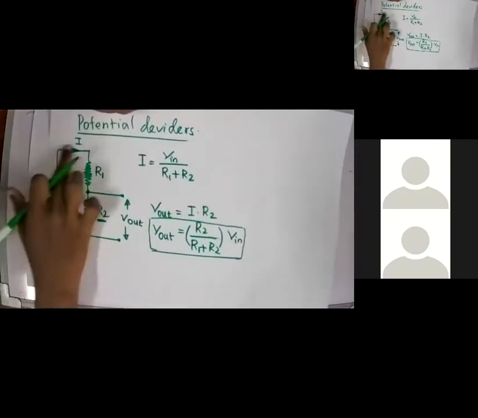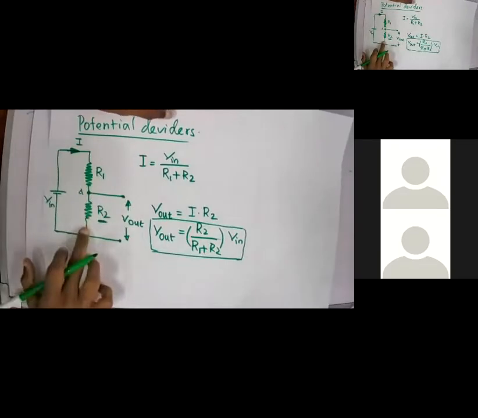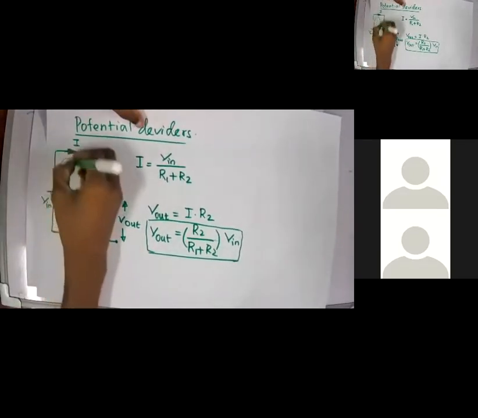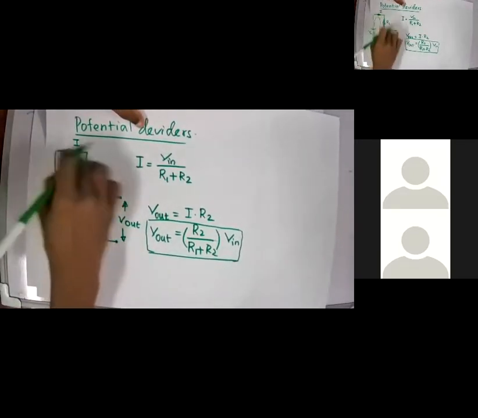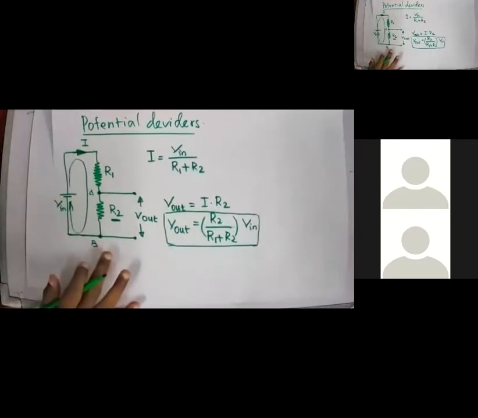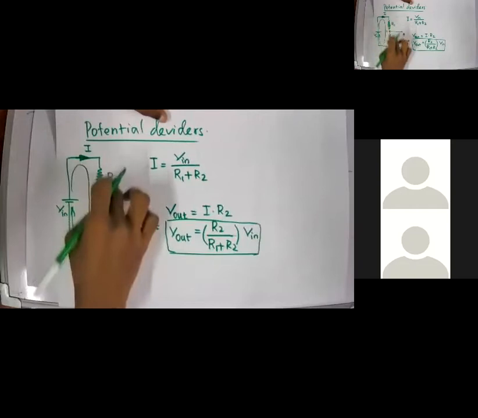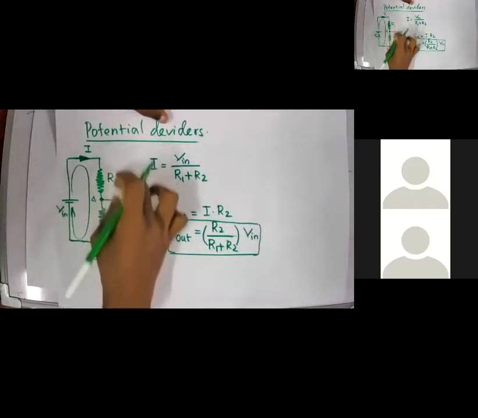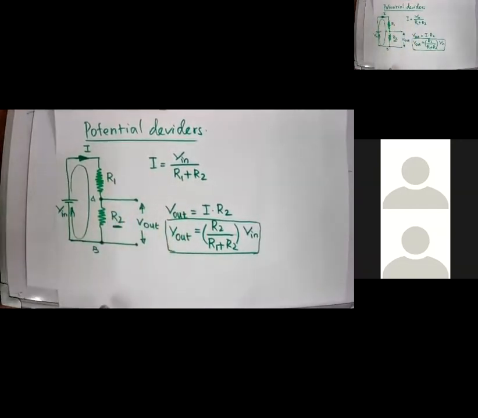Here the current is not going to be divided, since there is a single loop. The current will not be divided, but the potential will be distributed among these two resistors. Now let's see about the current divider.